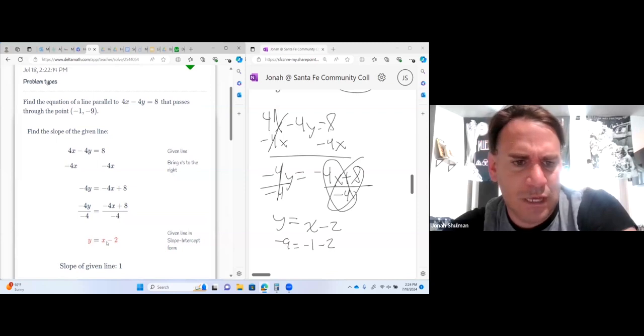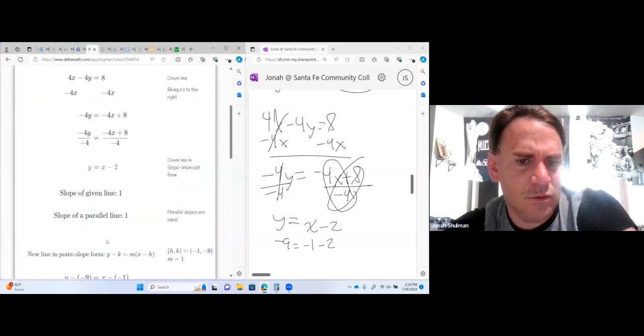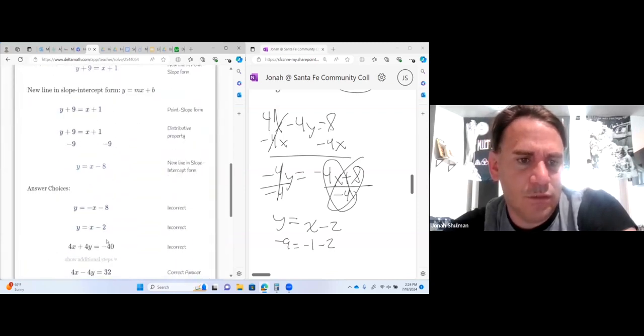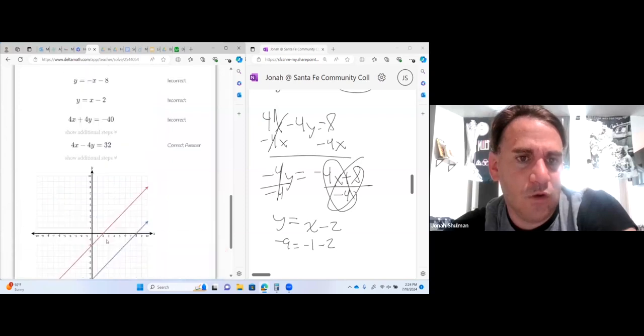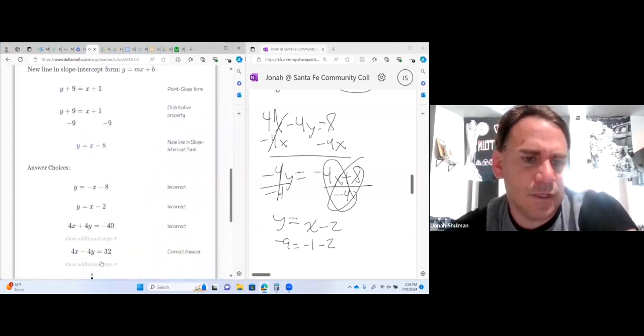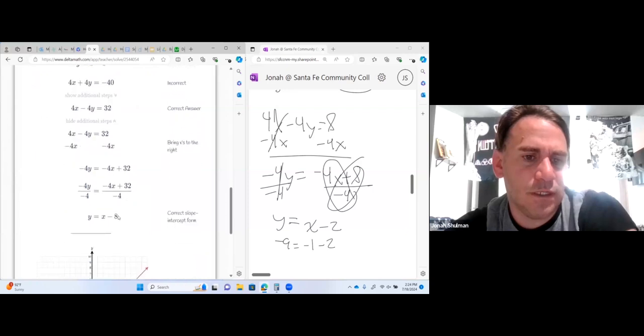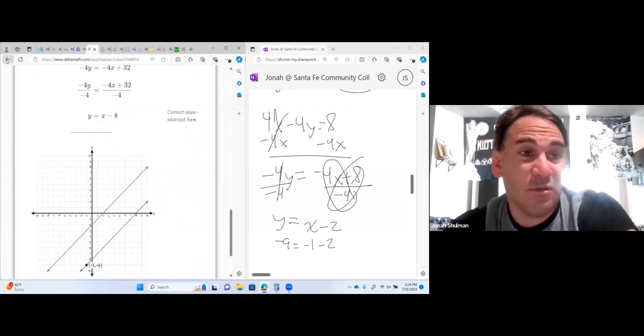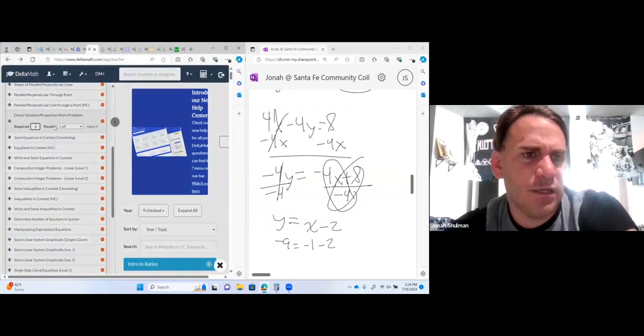So here it is. We have it. We have the slope. And then they want us to plug them all in. Ta-da! Oh, wow, fancy. Incorrect, incorrect, incorrect, correct. And then you can see the additional steps to get it correct. What a tough problem. Oh, let's keep trying.